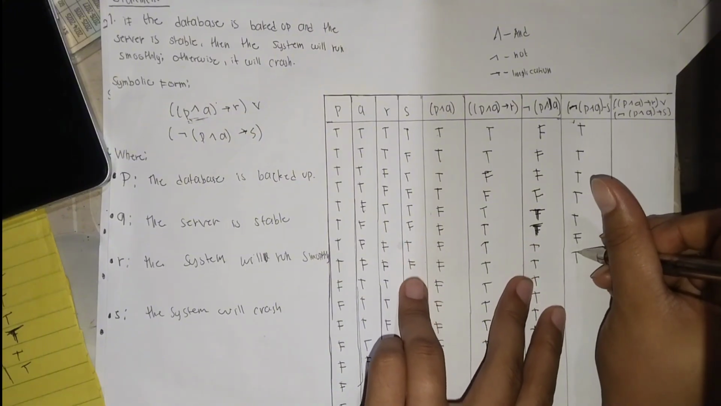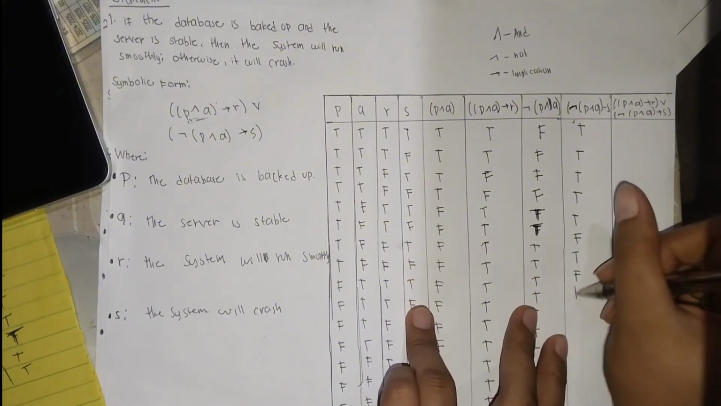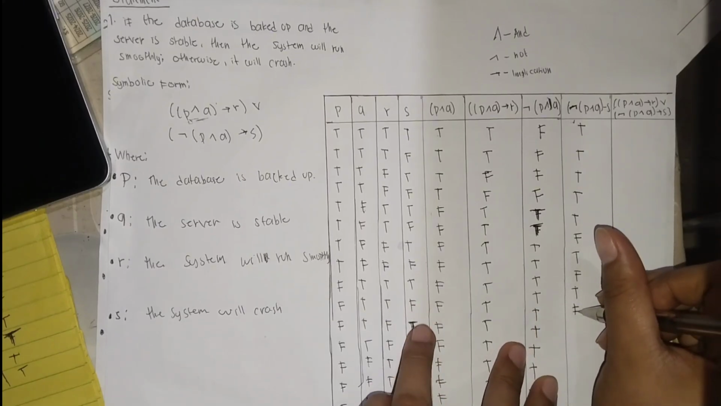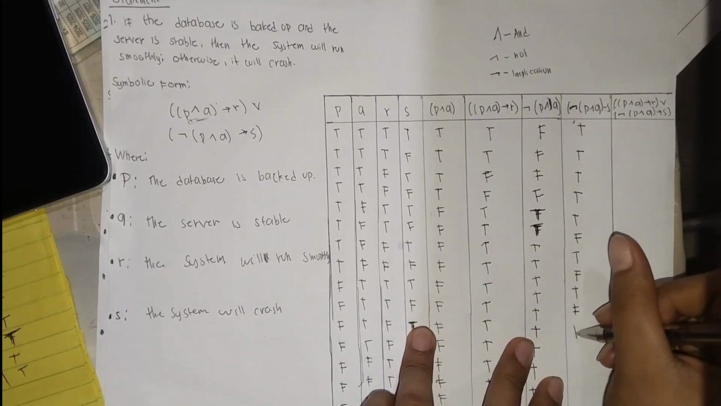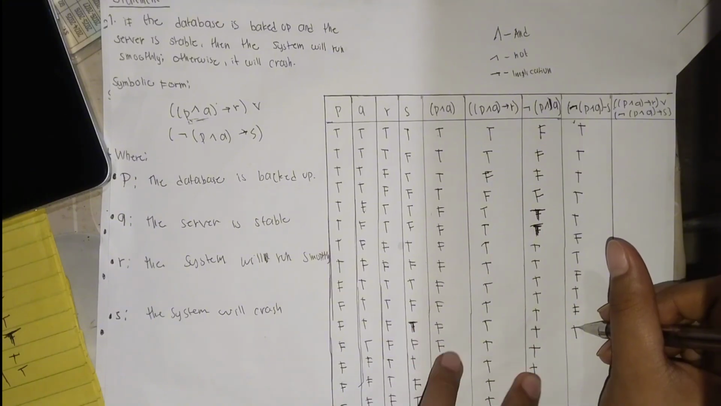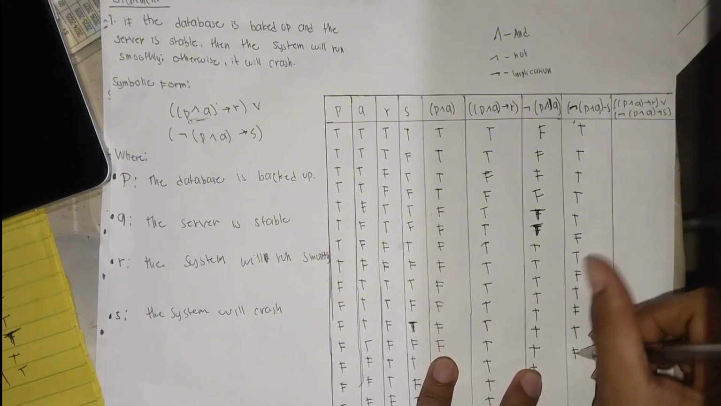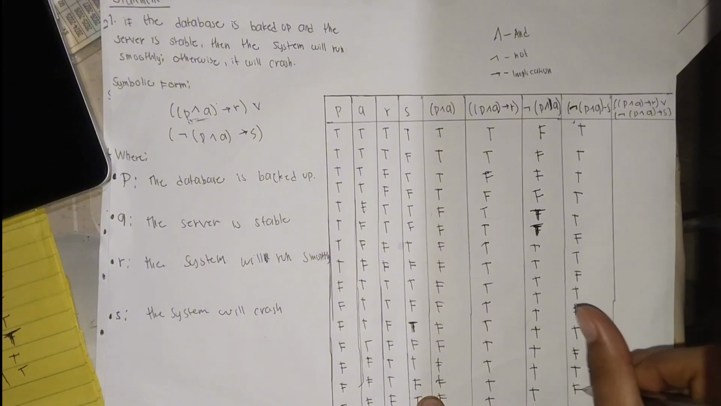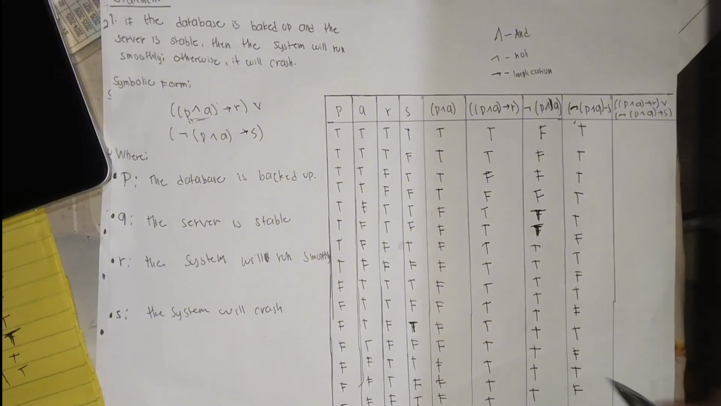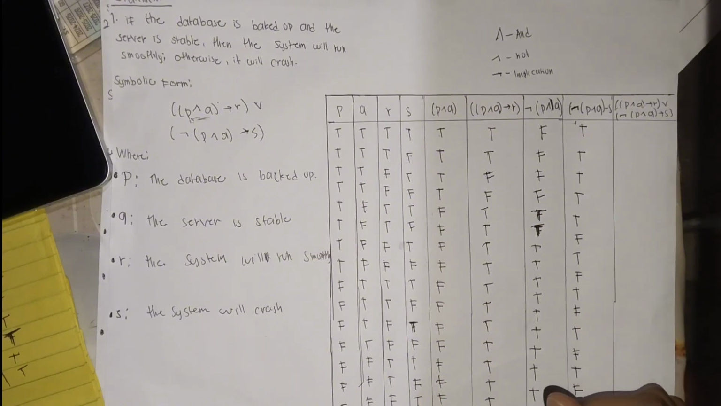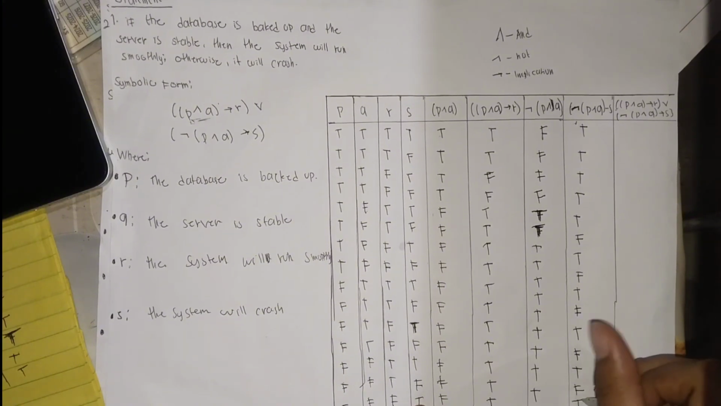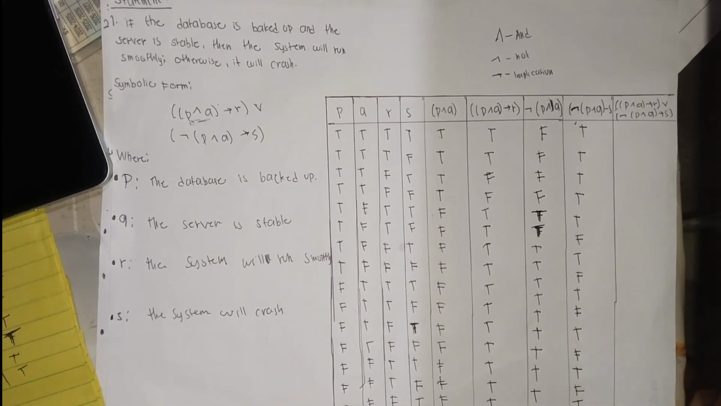True, false, true, of course false, then true, of course false, then true again, false, then S, T, and T, of course true, and then false.